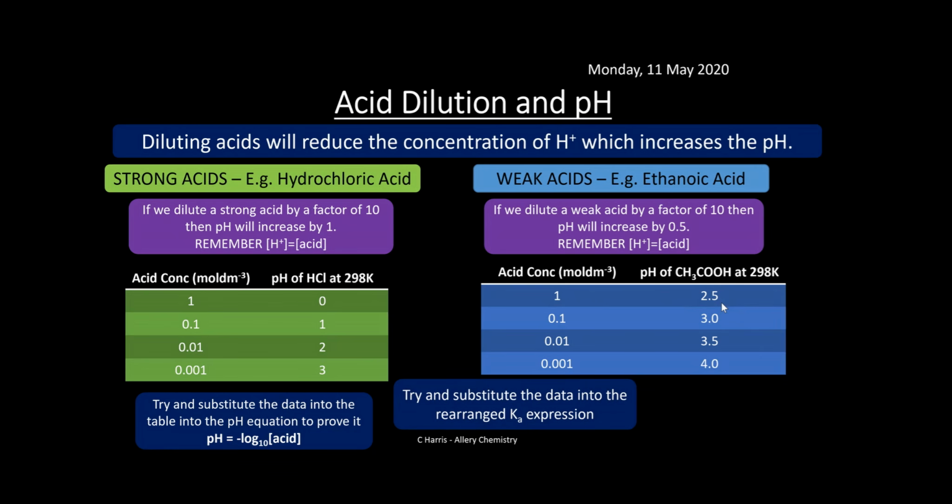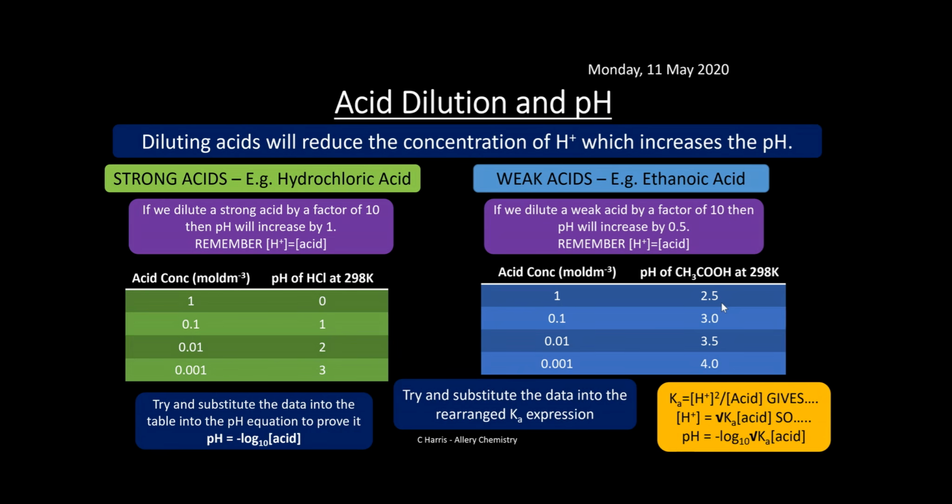Okay, so again, try and substitute this data into a rearranged Ka expression. Remember, we've got to use the Ka expression because these are weak acids. So Ka = [H+]² over the concentration of the acid gives [H+] = the square root of Ka times the concentration of the acid. Therefore, the pH is the minus log of the square root of Ka times the concentration of the acid. It's just a way of proving that this is the actual scale to do with weak acids. If we change the concentration, we change the pH by half.